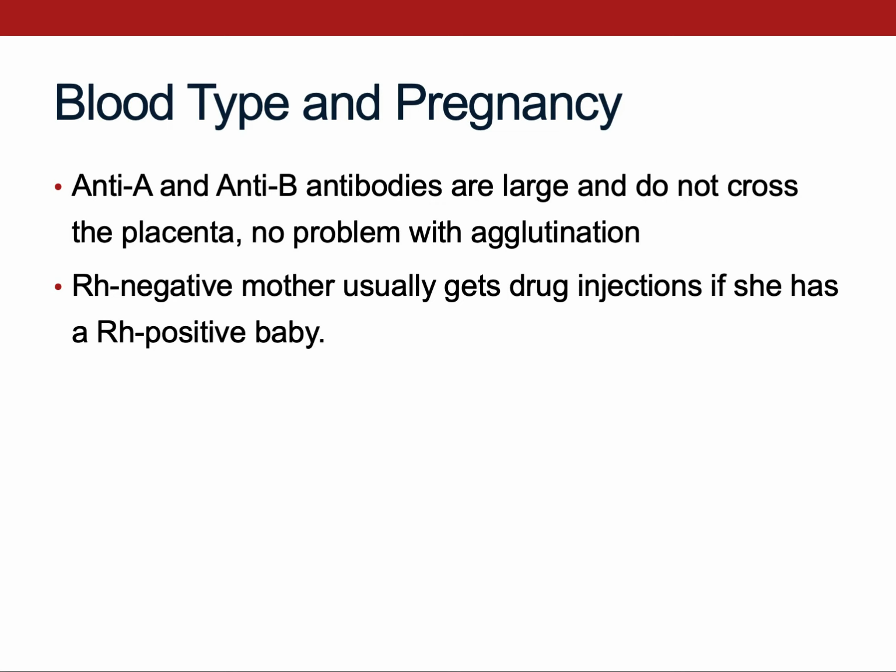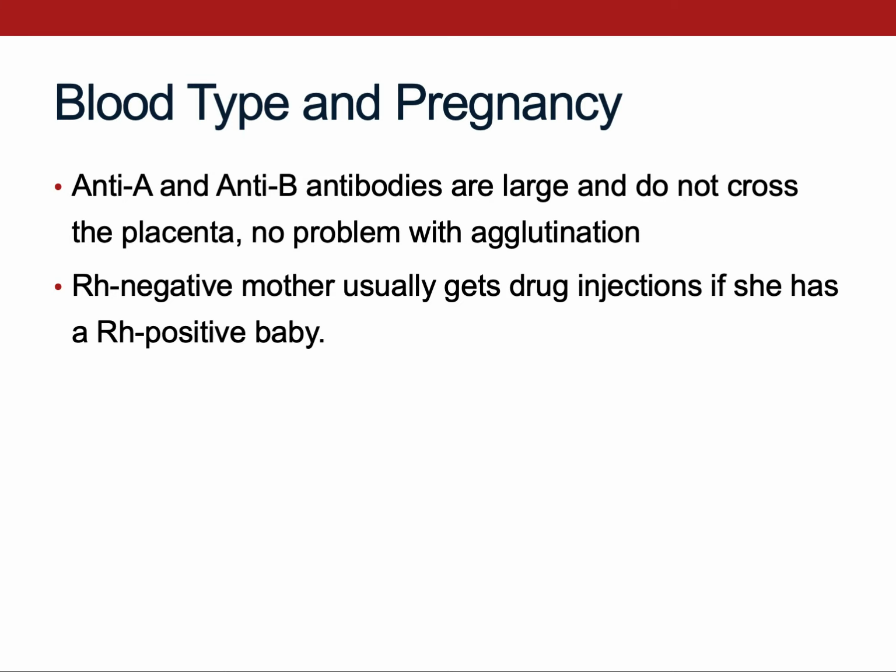However, the anti-A and anti-B antibodies are too big to cross the placenta, so that's not going to be a problem. The problem is with the Rh antibodies. So if the baby is Rh positive, the mother is Rh negative, the mother's anti-Rh antibodies could cross the placenta and attack the baby's blood cells. It would attack the red blood cells, which would cause something called erythroblastosis fetalis, red blood cell splitting in a fetus.